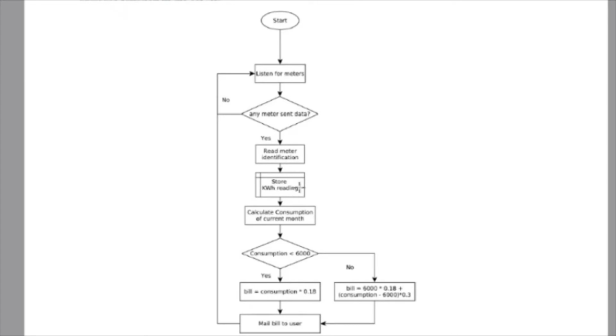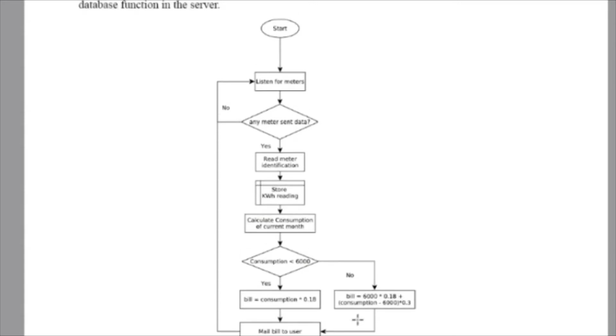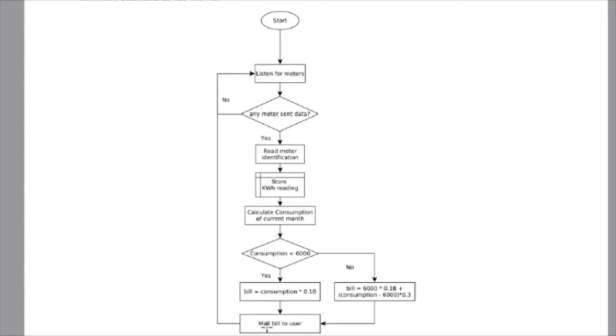and then store the reading of the meter, then calculate the consumption of the current one, which is taking the delta of the current reading minus the previous meter reading. After calculating the consumption, we generate the receipt, how much the amount is due for this month. We assume that if the customer consumed less than 6,000 watt hour, his amount will be calculated as consumption multiplied by 0.18 halalas. If the consumption is more than 6,000 watt hour, for the first 6,000, it will be 18 halalas, and the excess amount is going to be 30 halalas. At the end, send an email with the bill to the user.